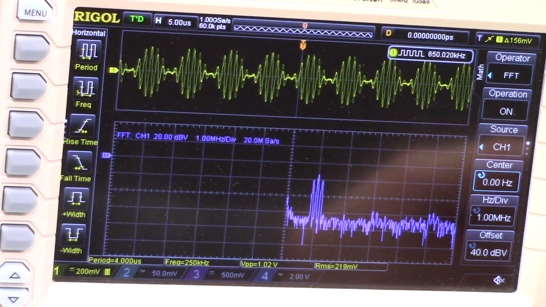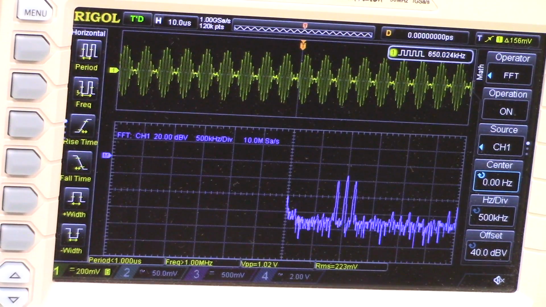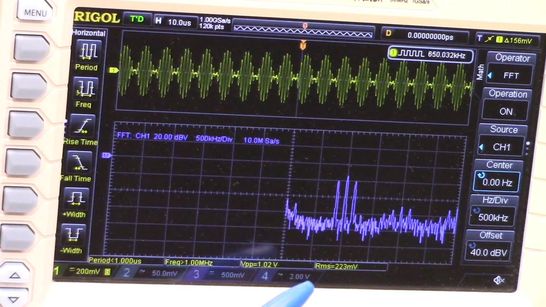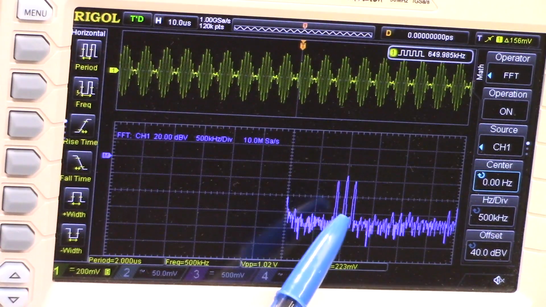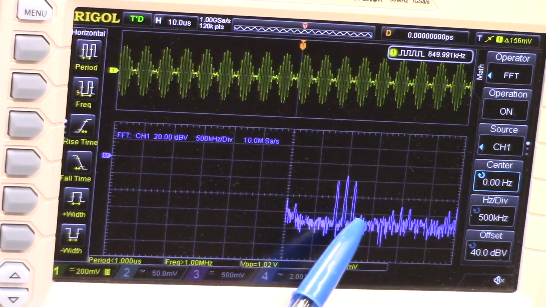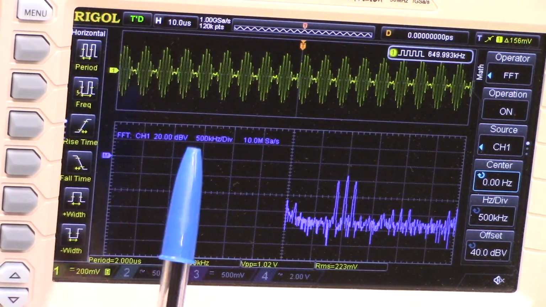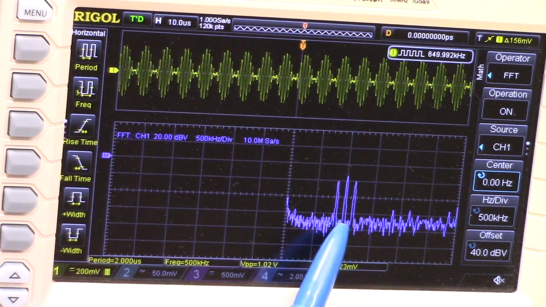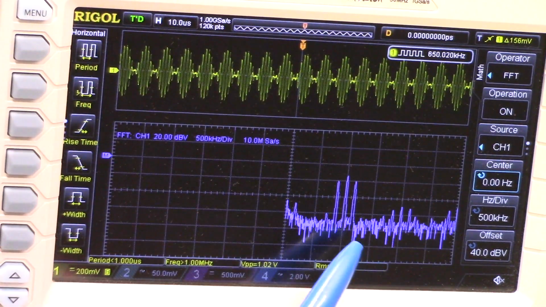And so let me make the sampling better. All right. So here you can see this central feature, that's the carrier wave, and you can see the wings, the upper sideband and the lower sideband. So the bandwidth of this amplitude modulated signal is the difference between the upper and the lower sideband.